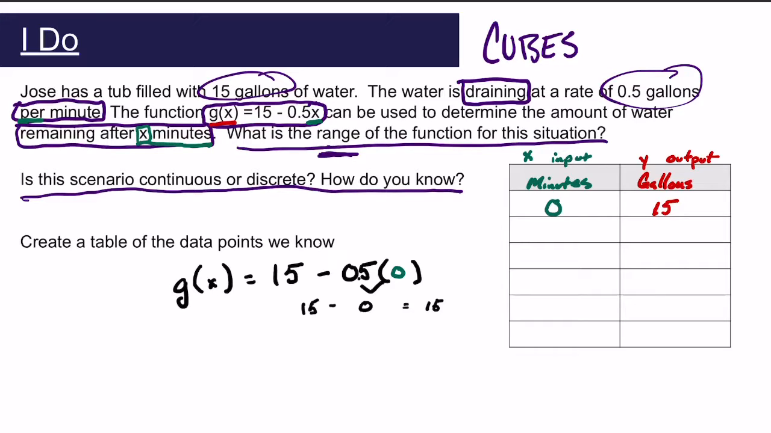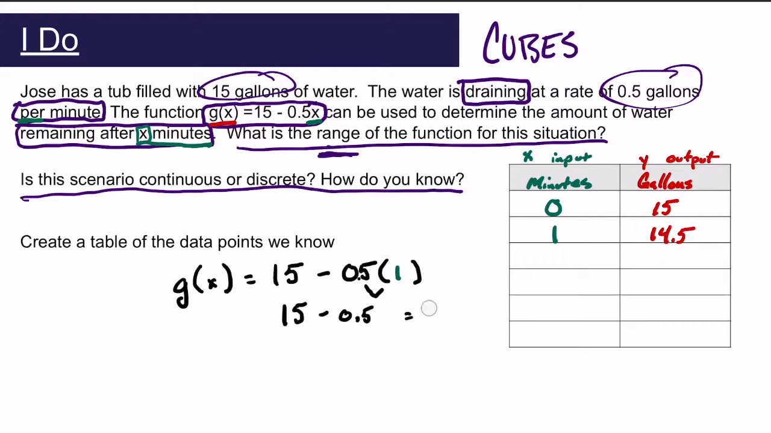Well, let's put some numbers in here. Let's do 1 next. So I'm going to erase this. This 15 minus never is going to change. And remember, it's a constant. It's not going to change. So we really only need to mess with this part of the function. Well, if I put 1 minute in here, 0.5 times 1 is 0.5, and 15 minus 0.5 is 14.5. So that's my output. So after 1 minute, there's going to be 14.5 gallons remaining.